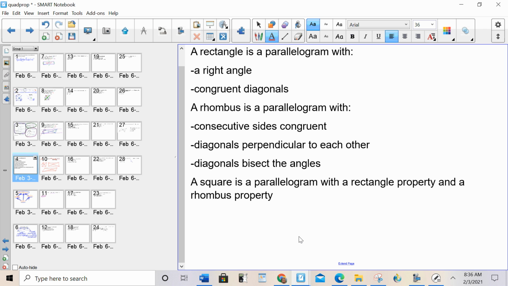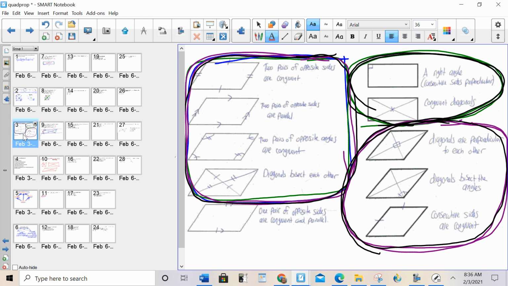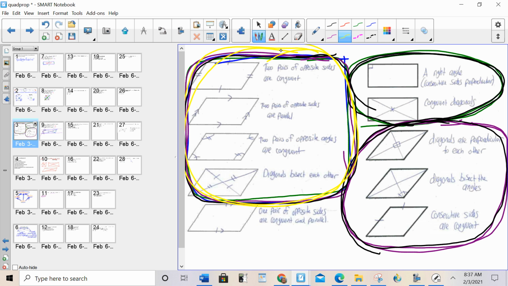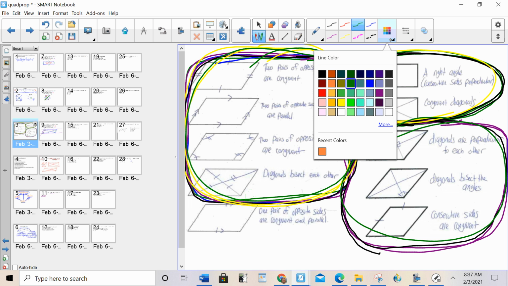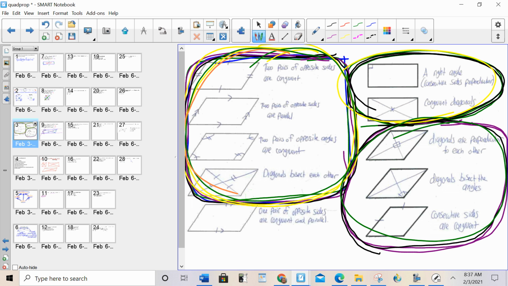So, again, this relates to this. A parallelogram, you have to prove one of these four. Once it's a parallelogram, to prove it's a rectangle, you have to prove it's a parallelogram first, then prove that it has one of those two. To prove it's a rhombus, you have to prove it's a parallelogram first, then prove it has one of those three. To prove it's a square, you have to prove that it is a parallelogram first. It's got a property of Papa rectangle. It's got a property of Mama rhombus.